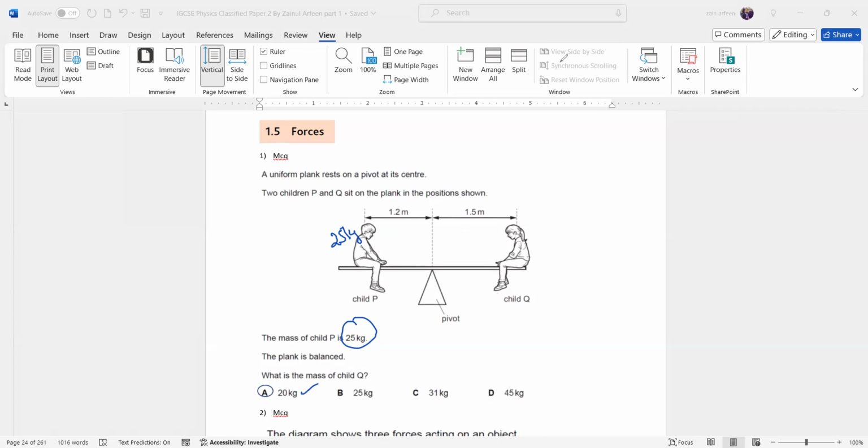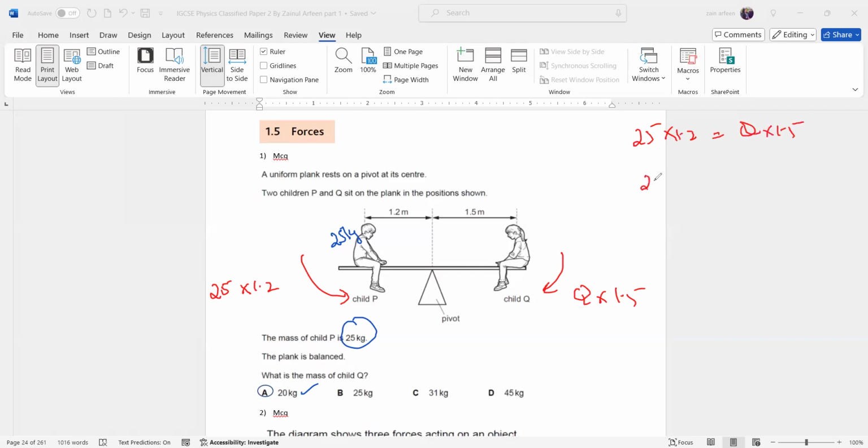That is one way. Another way, you can use the turning effect, where the clockwise and anti-clockwise turning effects will be equal. So the turning effect of this boy will be 25. Even though it's a mass, we don't have to convert into weight because we are taking a ratio. So 25 into 1.2 is the anti-clockwise turning effect; the clockwise turning effect is the mass of Q multiplied by 1.5, the distance from the pivot. So we just compare 25 into 1.2 with Q into 1.5.